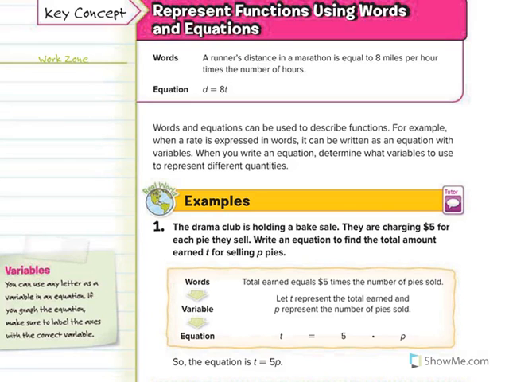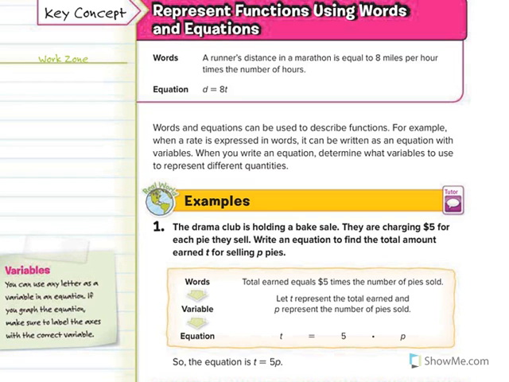Welcome to Chapter 8, Lesson 4, Multiple Representations of Functions. So this lesson is basically about how you can represent functions in a bunch of different ways. The first ways that we're going to look at are using words and equations, and you can see that up here in the key concept box.